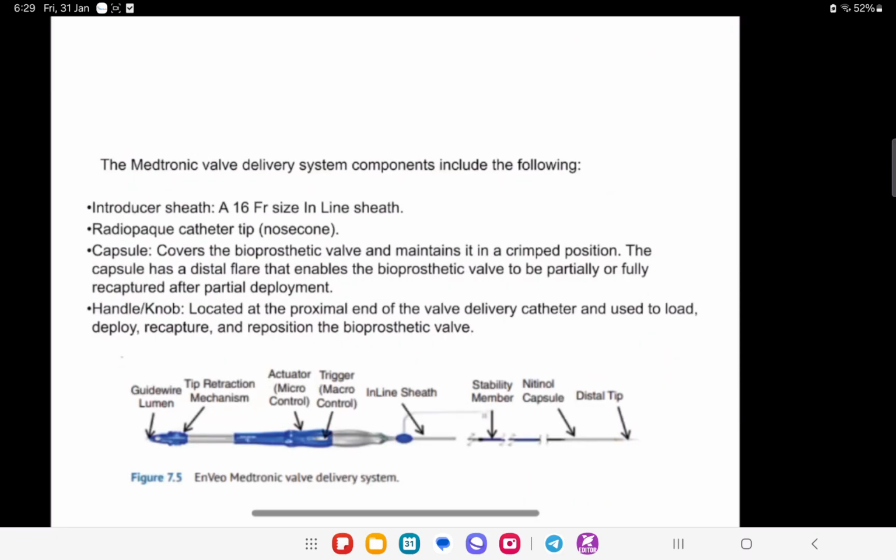The Medtronic valve delivery system components include the following. It has an introducer sheath of 16 French size, an inline sheath, a radiopaque catheter tip, and a capsule that covers the bioprosthetic valve and maintains it in a crimped position. The capsule also has a distal flare that enables the bioprosthetic valve to be partially or fully recaptured after the partial deployment. It has a handle or a knob located at the proximal end of the valve delivery catheter, which is used to load, deploy, capture, and reposition the bioprosthetic valve.